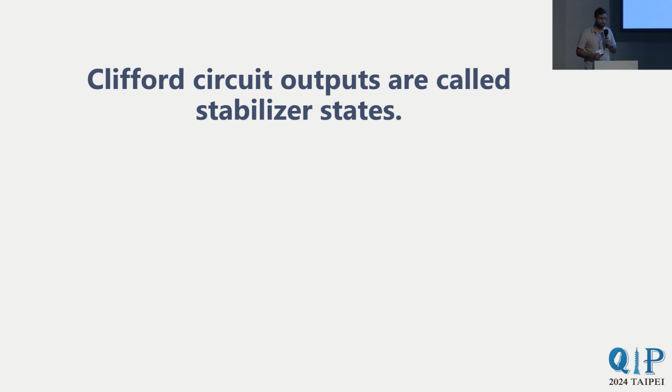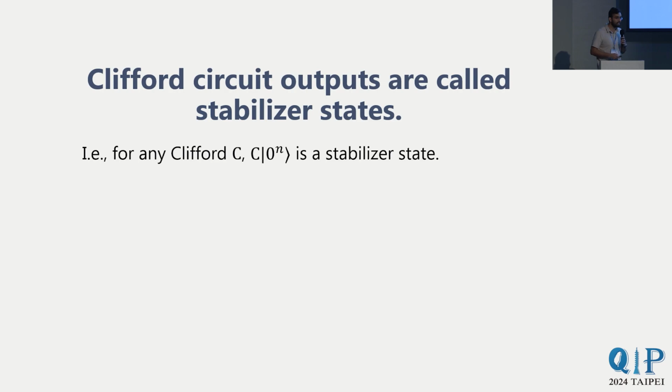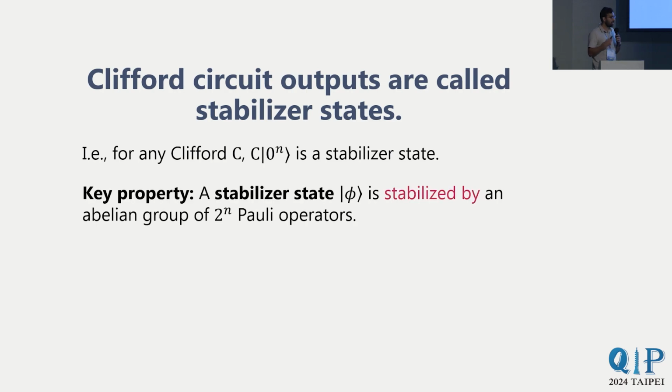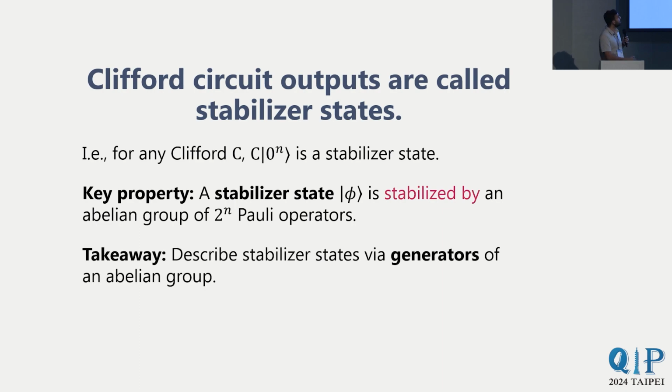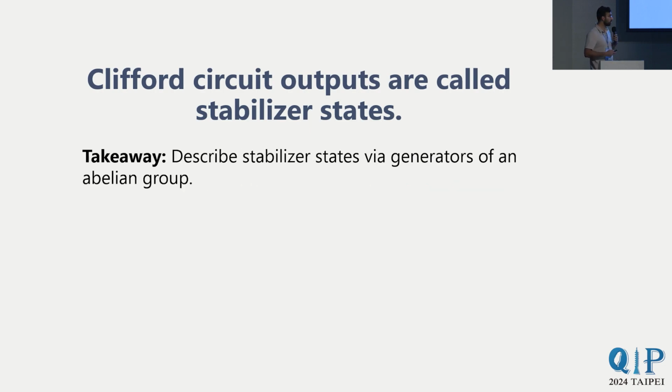The outputs of Clifford circuits are called stabilizer states. So if you take a Clifford circuit and apply it to the all-zero state, that is a stabilizer state. One of the key properties of stabilizer states is that they're stabilized by an abelian group of 2 to the n Pauli operators. If you don't know, stabilized means that it's a one eigenvector of the operator. The takeaway here is that you can describe a stabilizer state with a list of generators of an abelian group. And since the order of the group is 2 to the n, we only need n generators. This is a really useful fact.